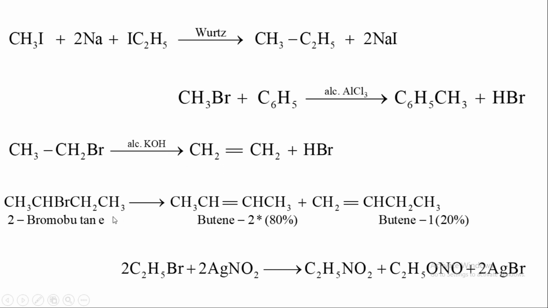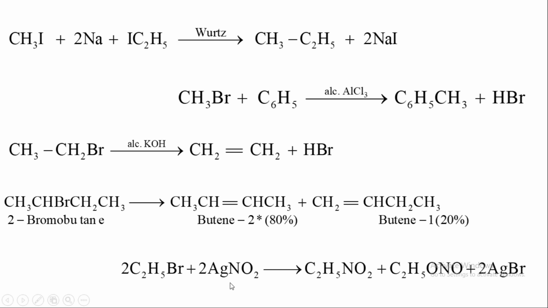But if we have 2-bromobutane, then we may have two products as per the Saytzeff rule. The first product, which is more, about 80%, is but-2-ene, and the other product is but-1-ene. So here we have to follow the Saytzeff rule.